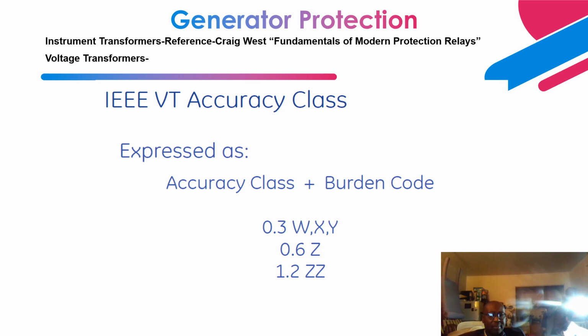Next, this is a typical designation for an accuracy class for VT. So this basically tells you the error, and this tells you the different types of burdens that this VT can have. With that, that comes to the end of my presentation.